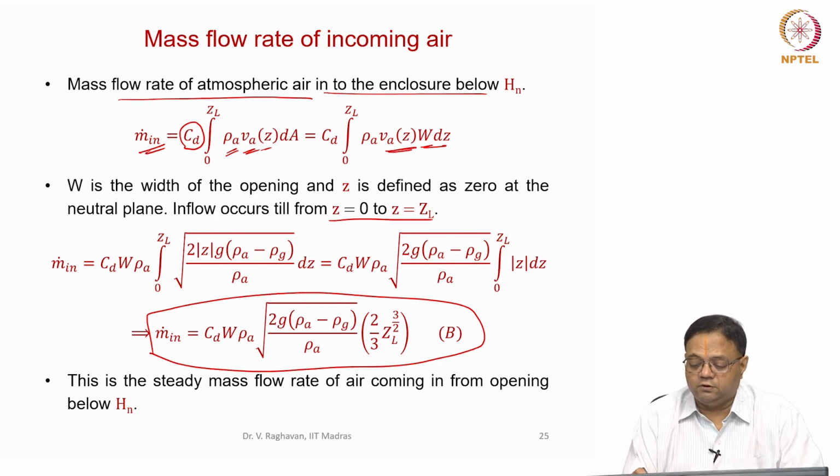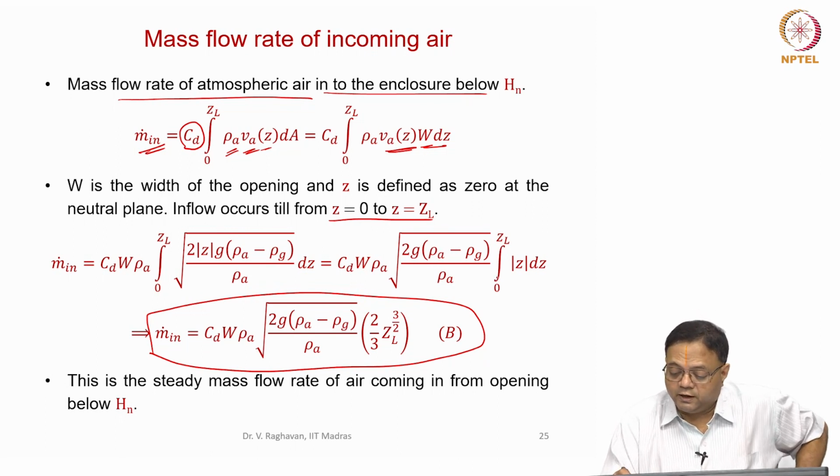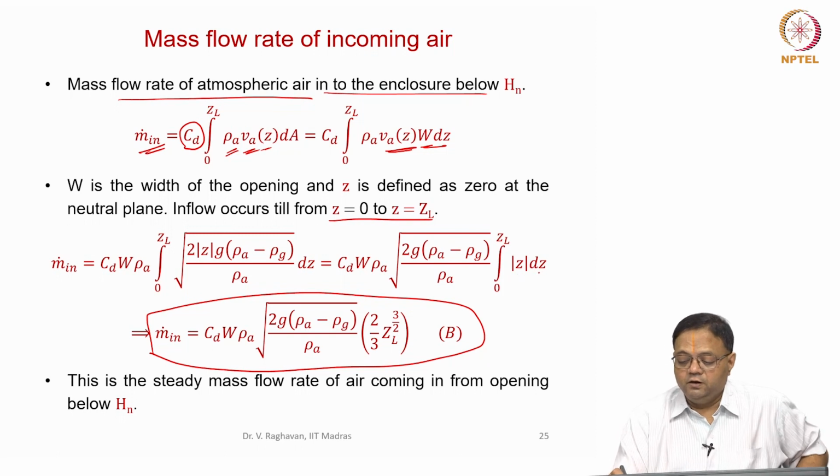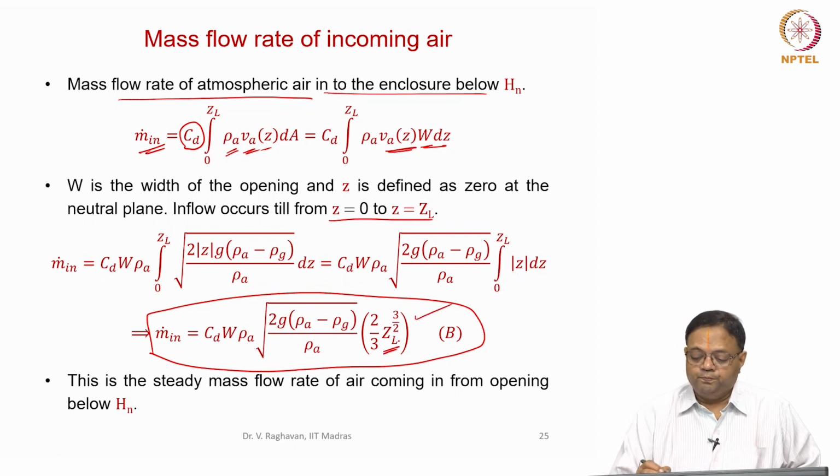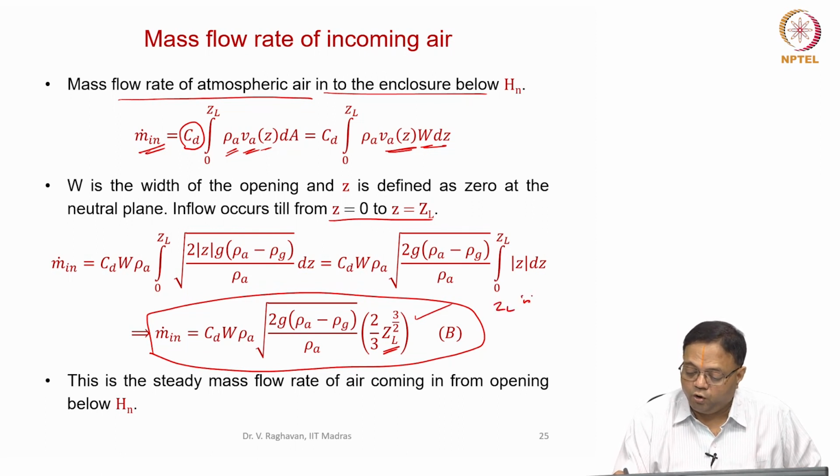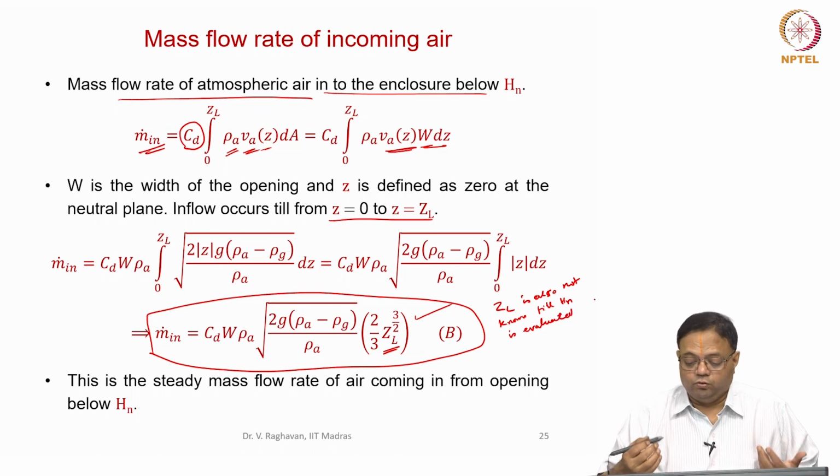When I integrate this, everything is constant. See, rho G is taken as constant because we are saying well mixed scenario. Rho A obviously is constant, and the integral is 0 to ZL of Z dZ. So I get the same expression, but instead of Zu, I put ZL here. ZL is also not known till Hn is evaluated. Obviously Hn will be equal to ZL.